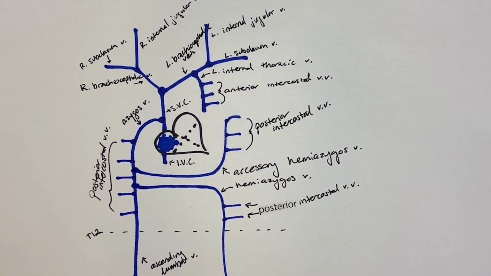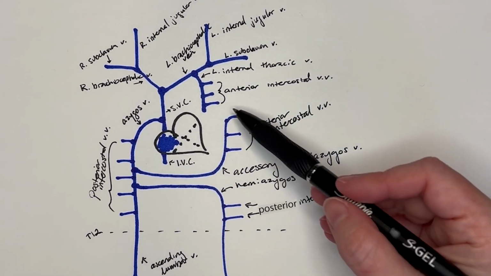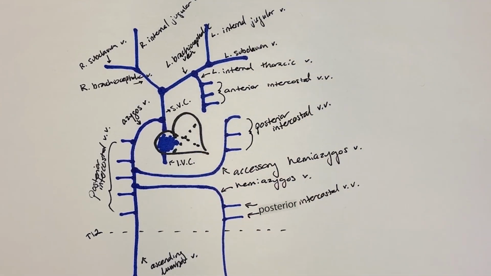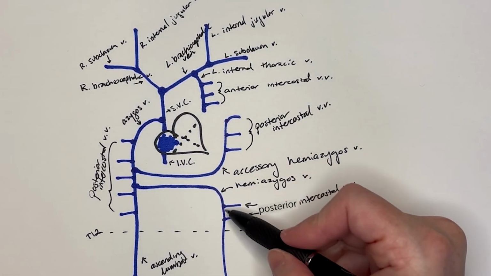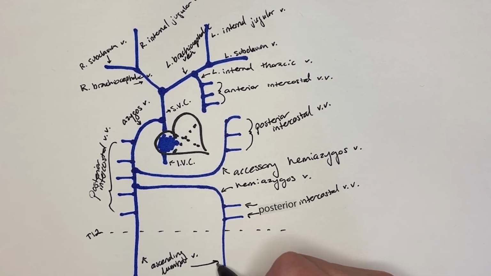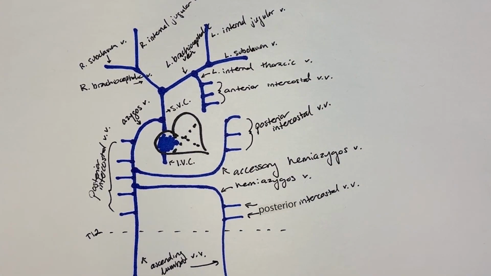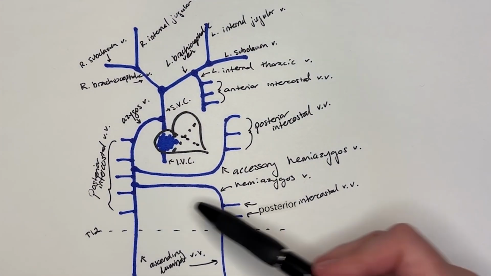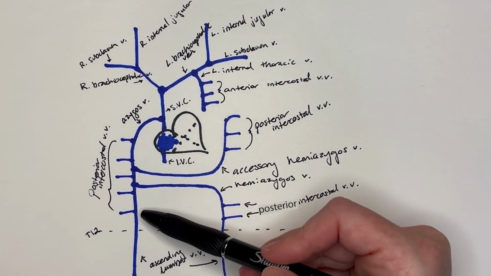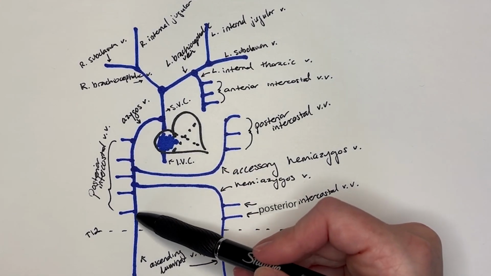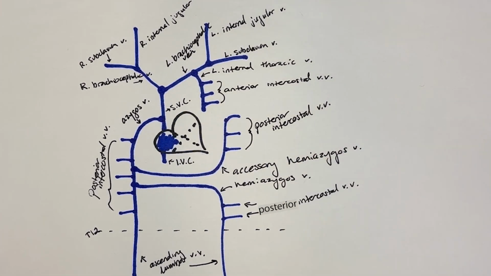So we have posterior intercostals off of hemiazygos and azygos, anterior intercostal veins off of the internal thoracic veins. And then additionally, when the hemiazygos vein crosses T12, it also changes names to the ascending lumbar vein. So our blood is flowing from hemiazygos and accessory hemiazygos into the azygos vein, which then flows back into the superior vena cava.